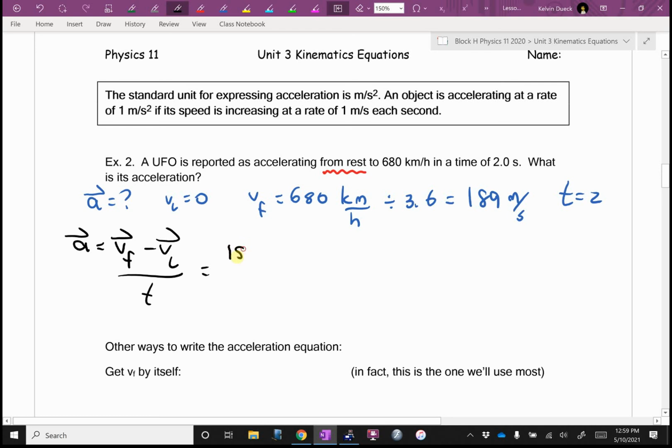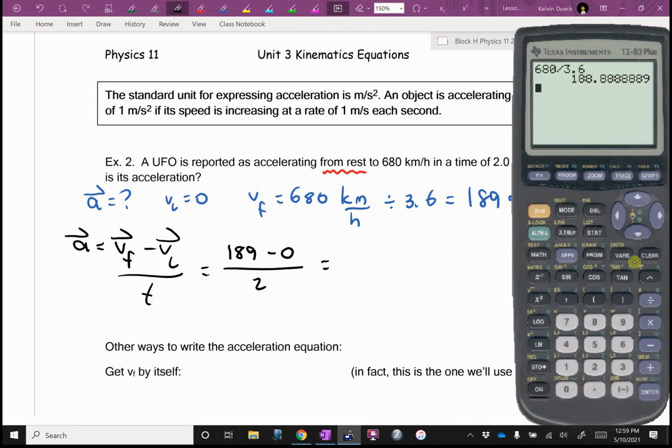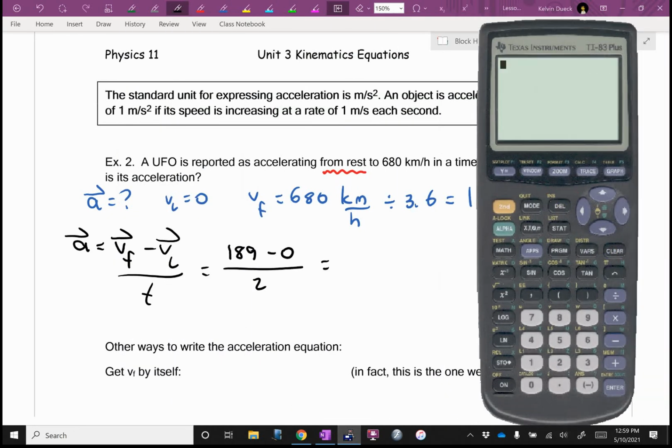I'm going to write 189, but I'm going to hit my answer button here. And if you don't know where your answer button is, you want to figure out where it is today, because we're going to use that button a lot. It's less typing, it's more accurate, and it's less error. That's the only triple win on a calculator I know of, so we'll use that. Minus 0 all over 2. So, a couple of notes here. Is this a fraction? Is there more than one thing on the top?